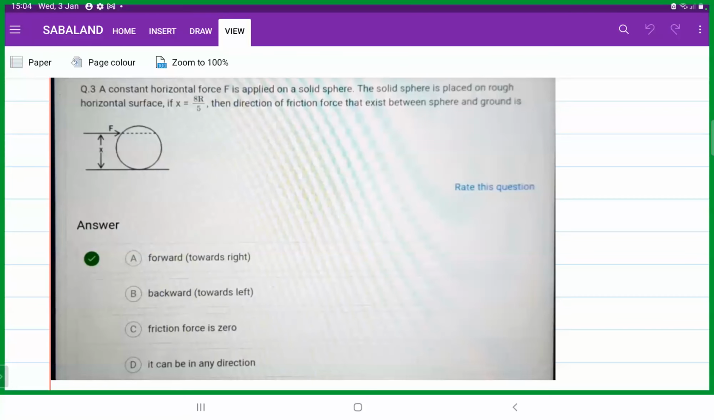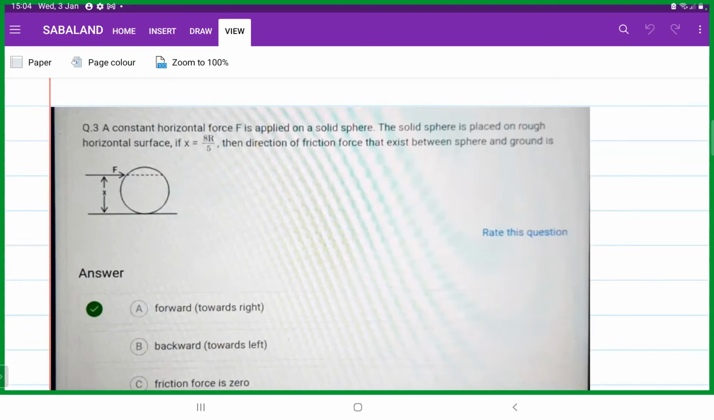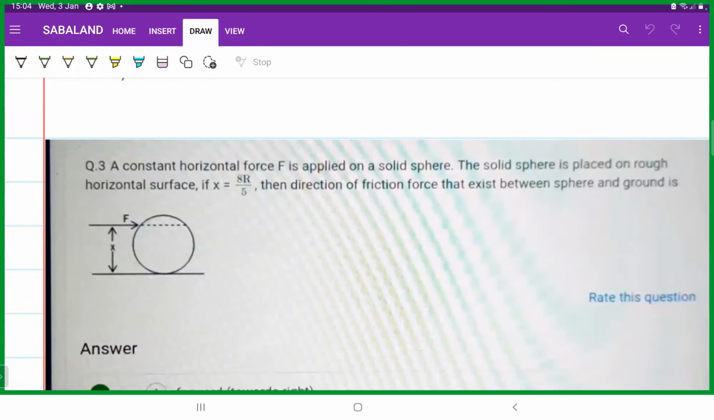Hello everyone. So we have a very conceptual question from the chapter of rotation, and this is the kind of question which we can get in mains. So please look at the solution very carefully. Before that, let me just tell you what the question is about.